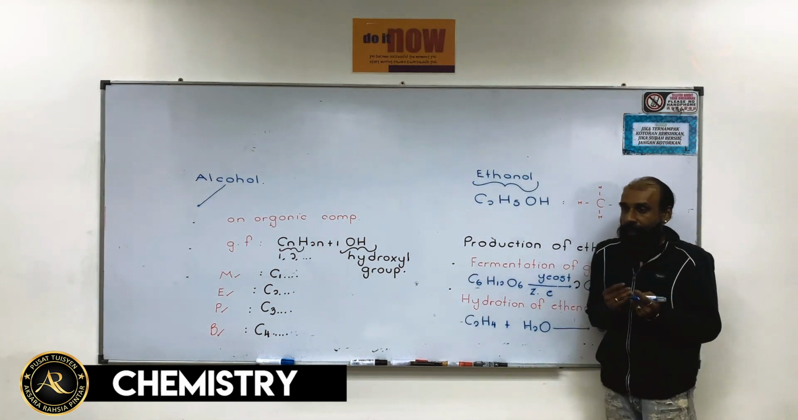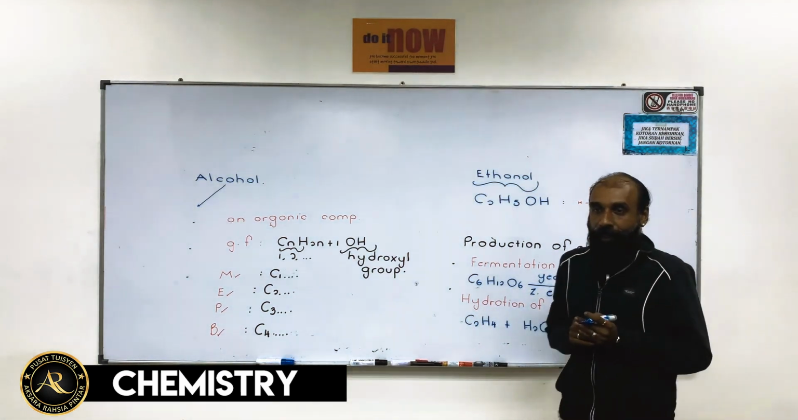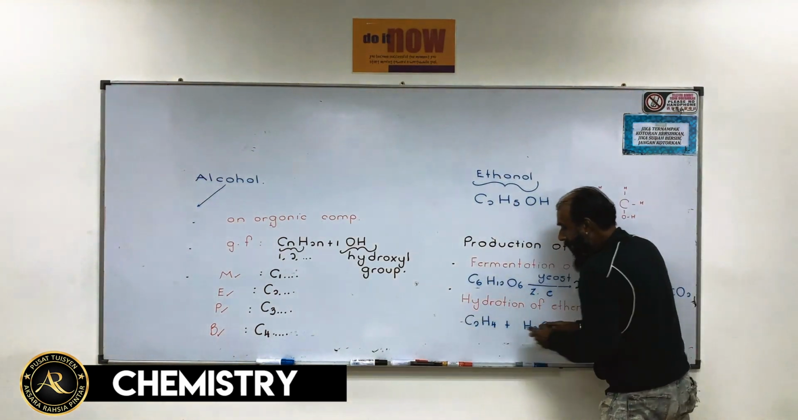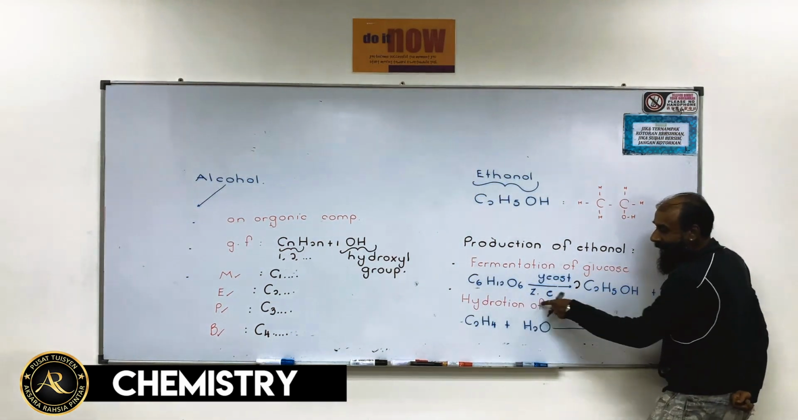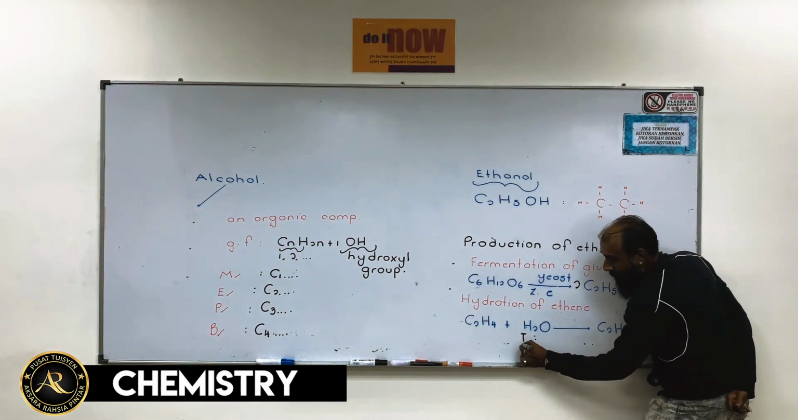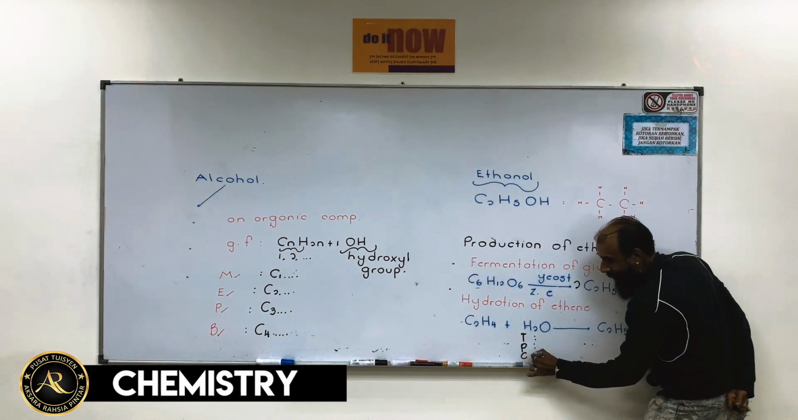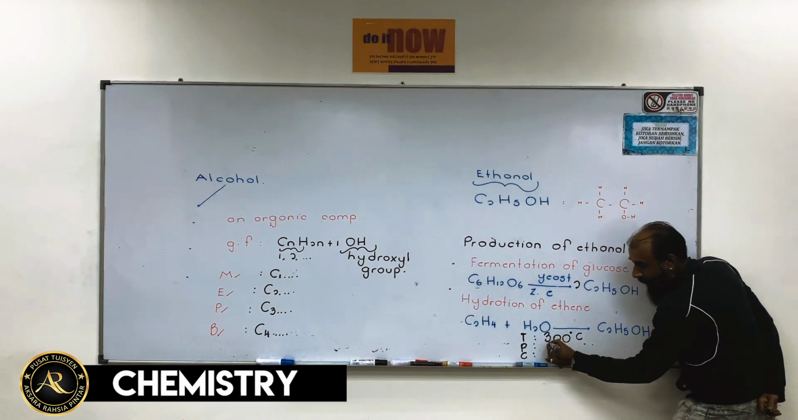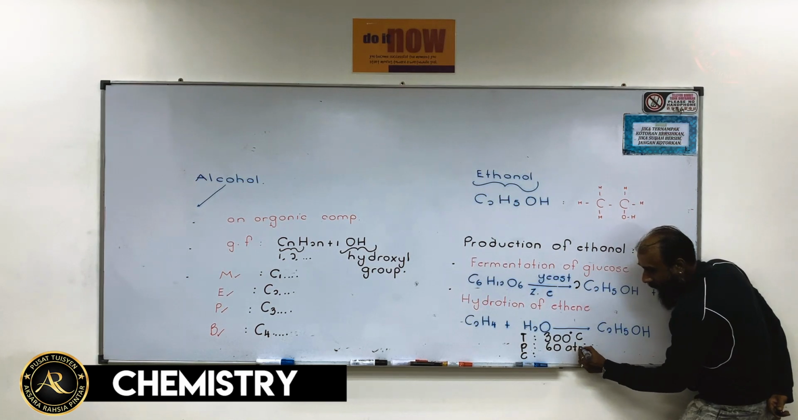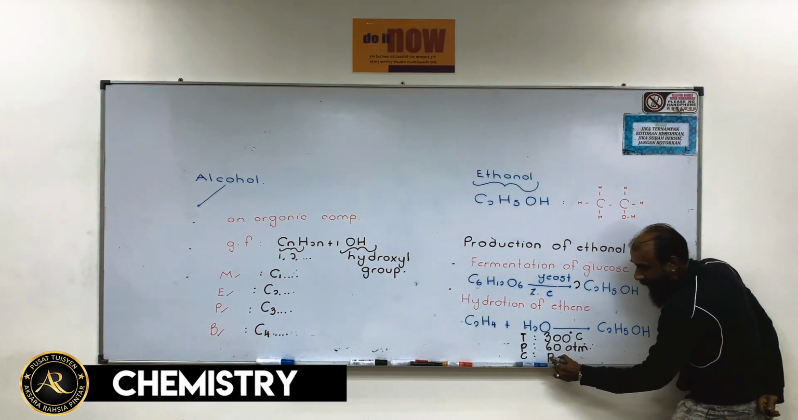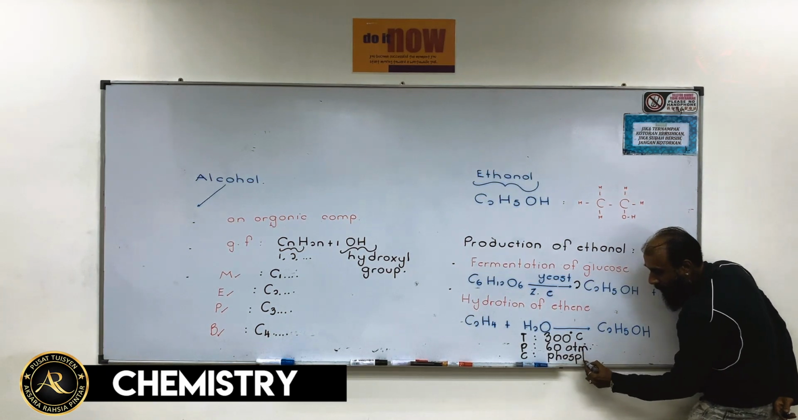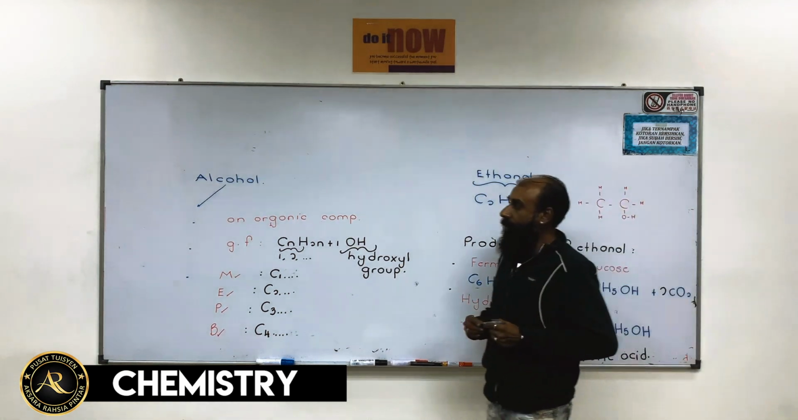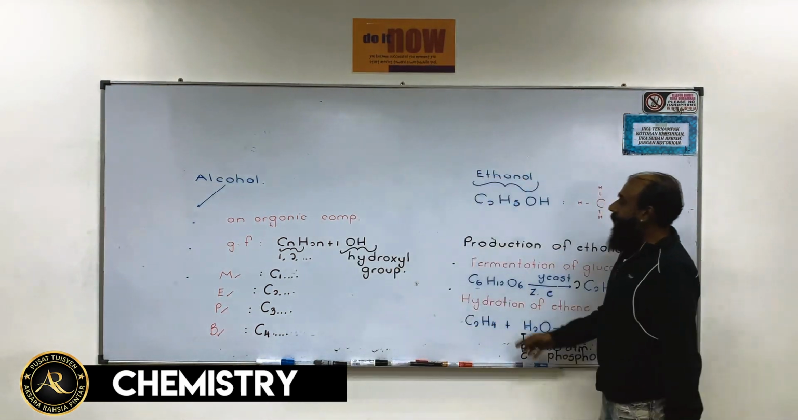Some students may ask me, sir, what if I change this to propene? Then your product will be propanol. Now, for this second reaction, the factors are temperature, pressure, and catalyst. The temperature is 300 degrees Celsius, pressure 60 atmospheric pressure, and the catalyst is phosphoric acid.